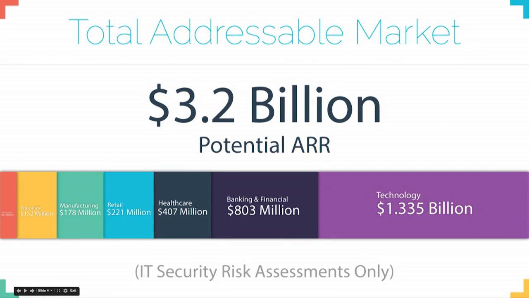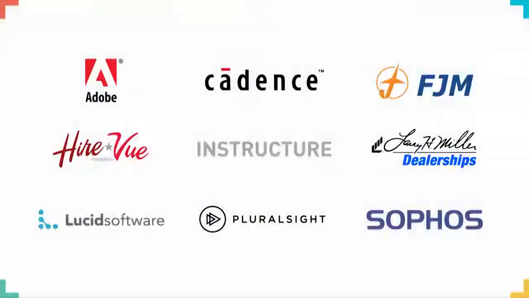When we talk to CISOs, they're willing to pay about $500 per vendor per year. So when we look at just these 7 industries, it's over $3 billion a year in annual recurring revenue. These are the companies that Whistic's been working with to develop and launch our platform, and they're really excited about what we're doing. Whistic is currently raising a seed round.